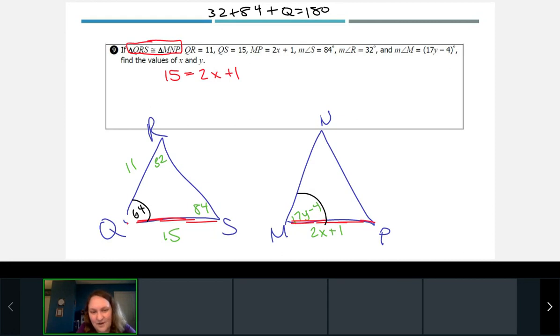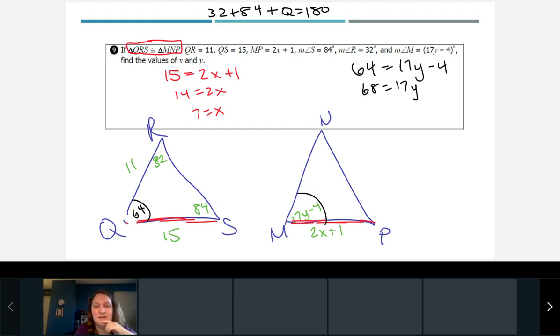So now we can say, oh, well, 64 equals 17y minus 4. They try to get tricky with the triangle sum theorem. They try to give you two angles and make you think you're missing something, but always keep that triangle sum theorem in the back of your head because it comes up a lot. And now all we do is solve. Let's subtract 1 from both sides here in red, divide by 2. Over here, add 4 to both sides, divide by 17. And there you are.